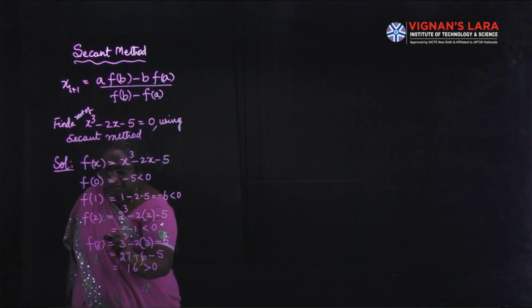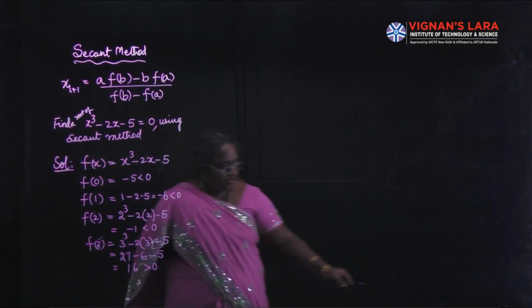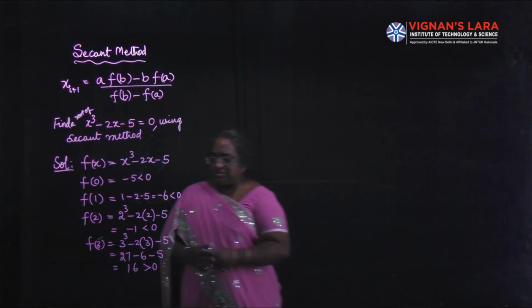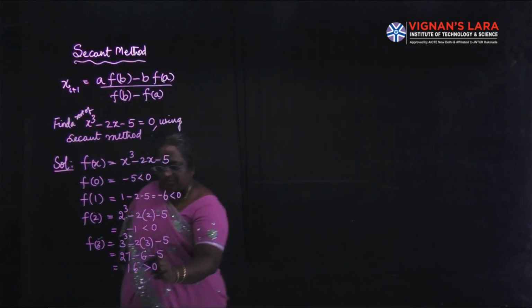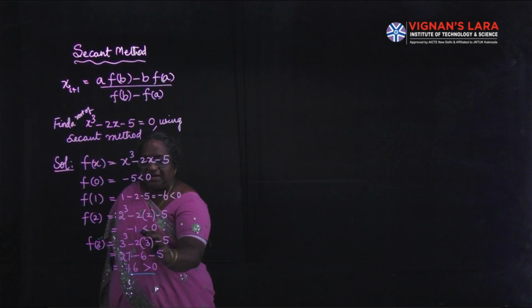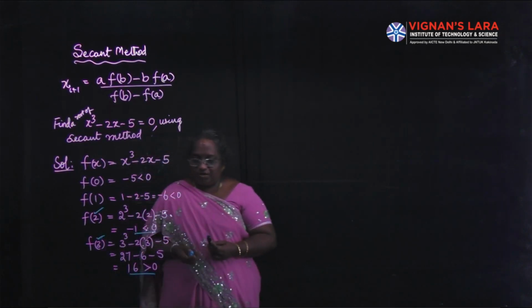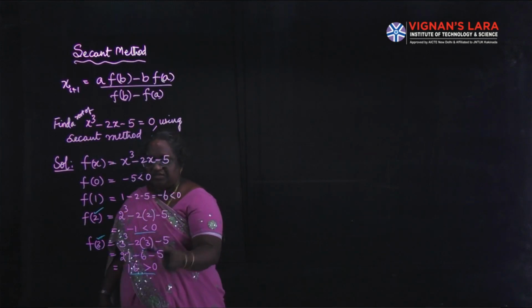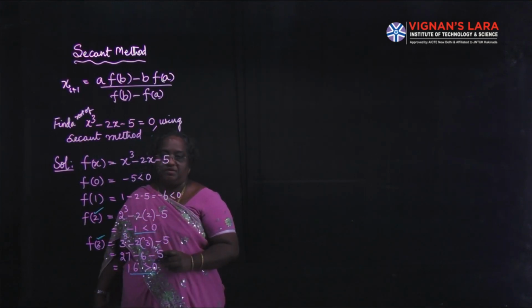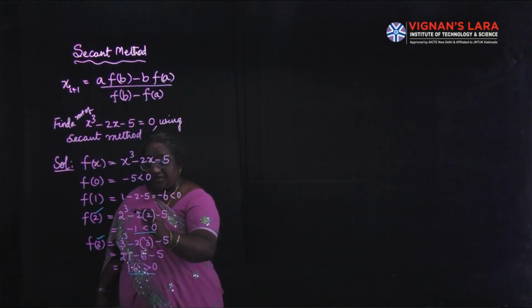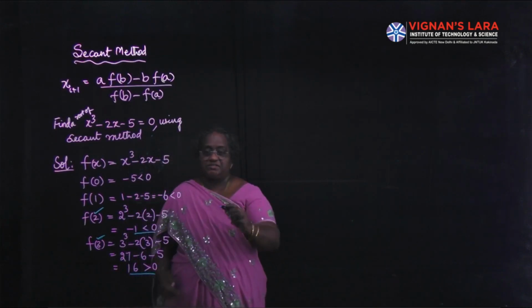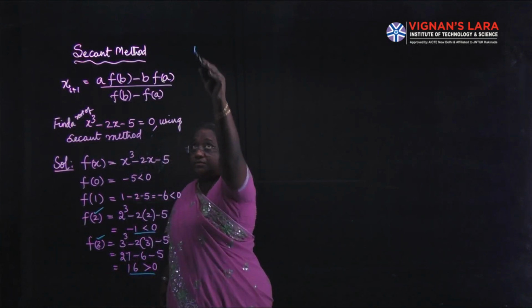This is the function value for which we have opposite signs. It is greater than 0 and less than 0, for which values? For 2 and 3. So don't take that the root is between minus 1 and 16. Those are only functional values. Some students get confused. We are finding the root, which means the x value, not the f of x value.